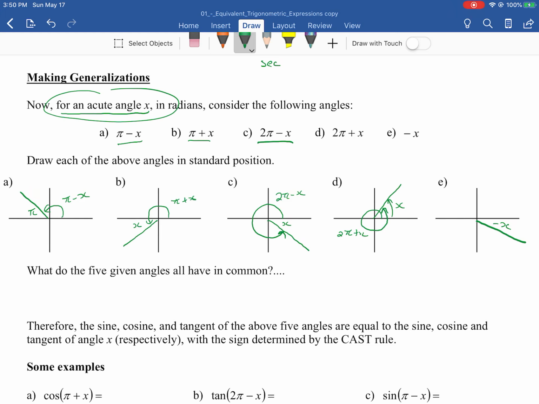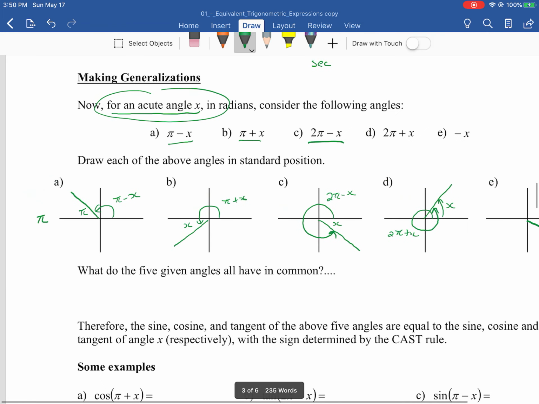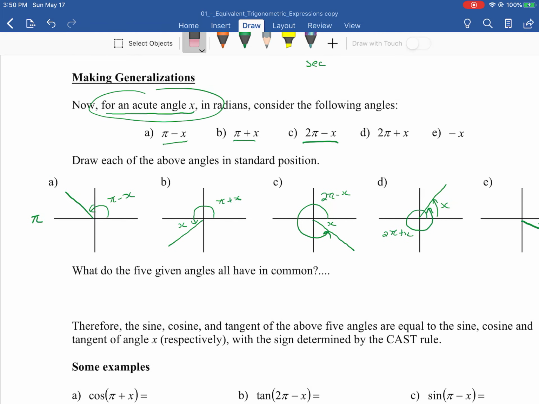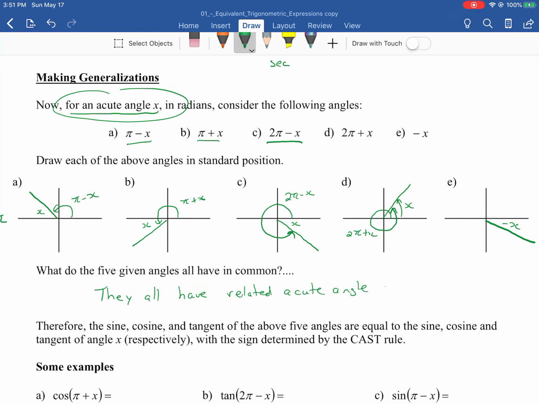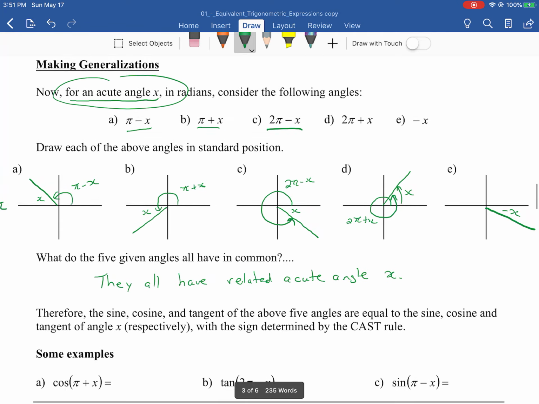Now, what do the 5 angles all have in common? Well, the only thing they have in common is they end up with the same related acute angle when it's over. Oh, and I made a mistake drawing one. I hope you noticed that along the way. I said x there, but I drew a pi, so it's all x's. Do you notice how the related acute angle in all these, the angle between that terminal arm and the x-axis, is always x? They all have related acute angle x. Therefore, sine, cos, and tan of all of these angles we'll be able to switch over just to x.